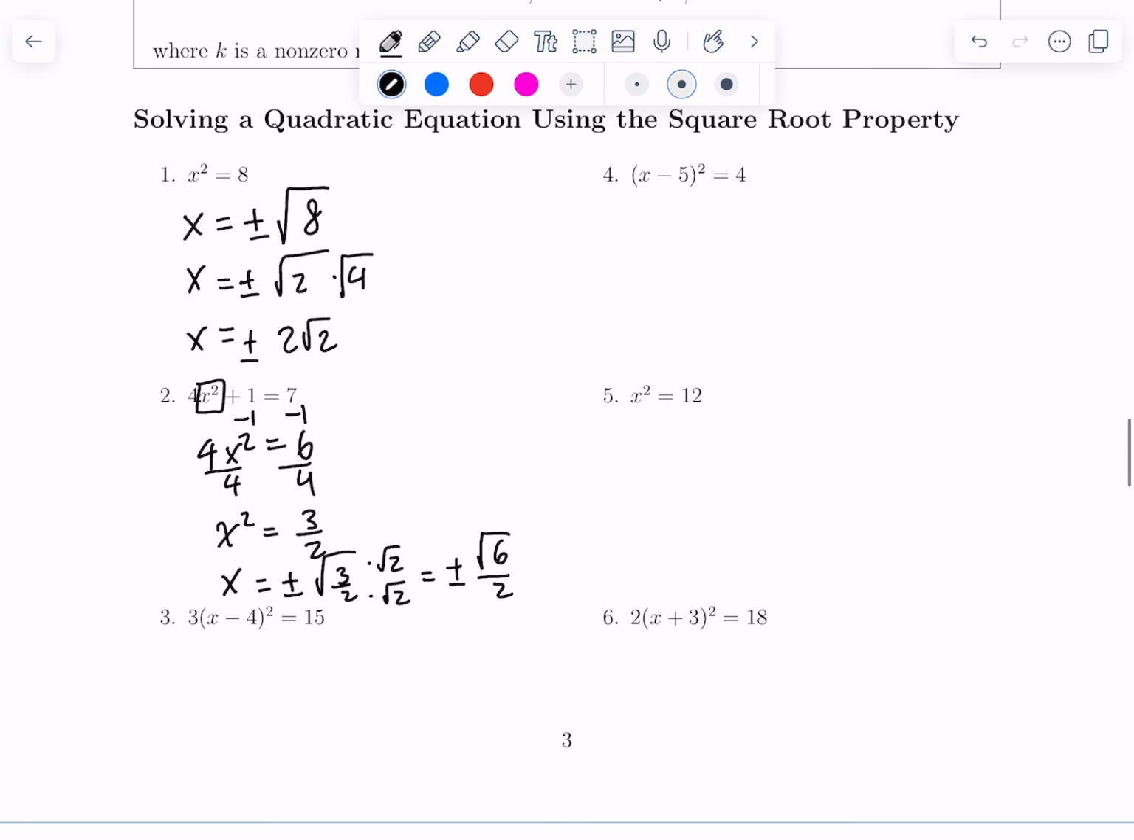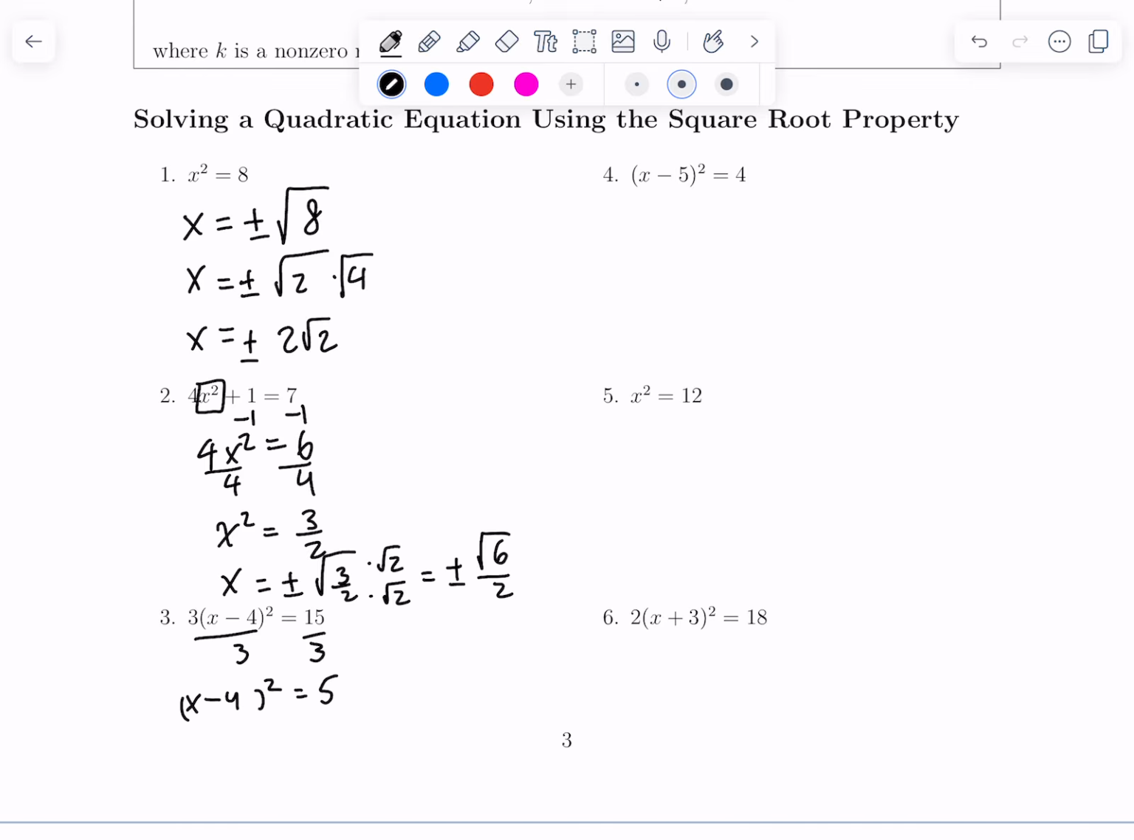And let me show you another one, question 3 over here. This x is not isolated by itself. So the first thing is we're going to get the square by itself. So we have 3 times (x minus 4) squared equals 15. So I'm going to divide by 3 on both sides of the equation. So we got (x minus 4) squared equals 5.